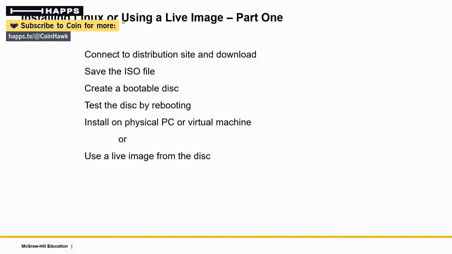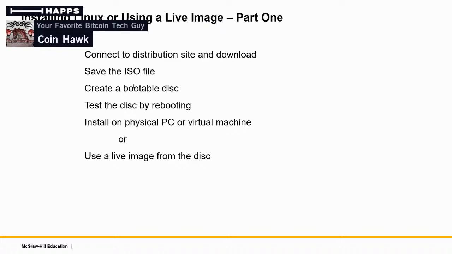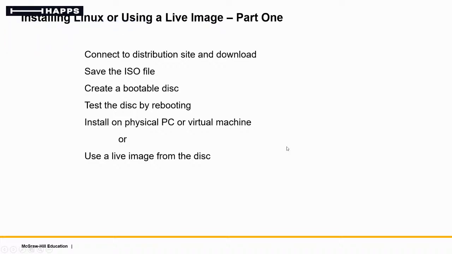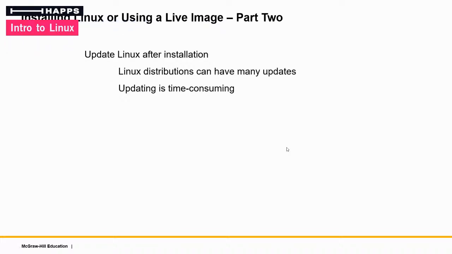If you want to install Linux or use it as what's called a live image, connect to the distribution site, download it, save the ISO file, create a bootable disk, test the disk by rebooting, making sure that your machine boots up to that disk, and then you can install it onto the hard drive or let it run live from the machine.